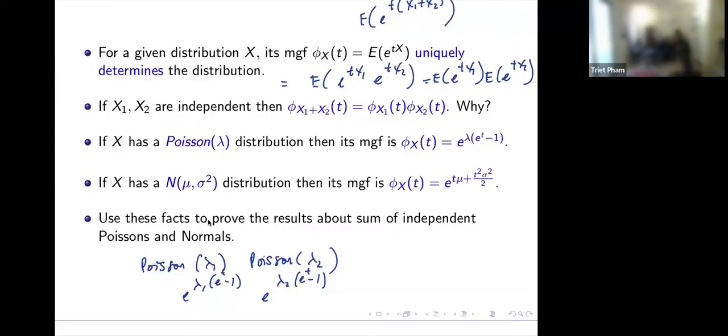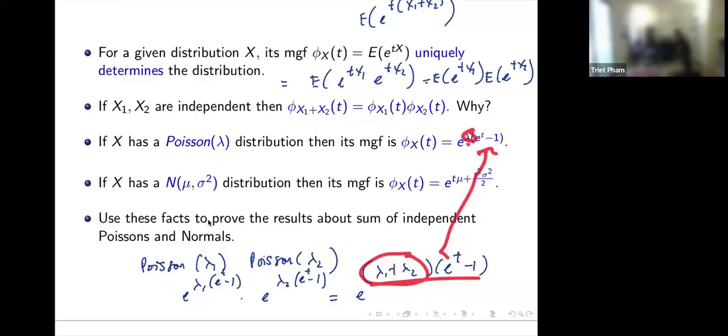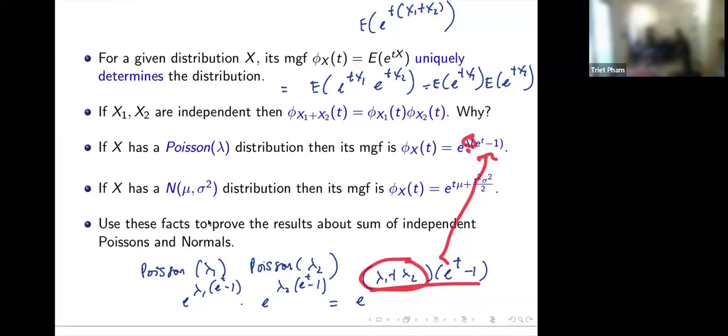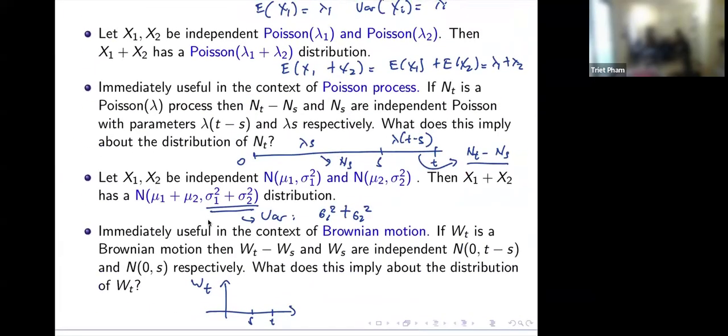Right? And we multiply them, because the MGF of the sum is the product of the MGFs. But notice if you multiply this exponential, you get e to lambda 1 plus lambda 2, e to t minus 1. And this looks exactly like the MGF of a Poisson, but now the parameter is lambda 1 plus lambda 2. That's why we can conclude that the sum of independent Poissons is a Poisson with that parameter.